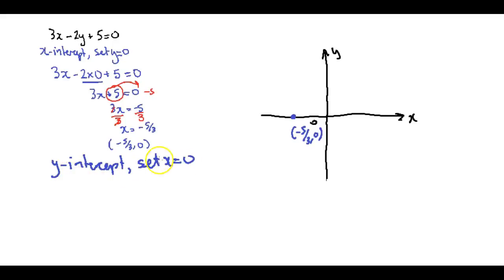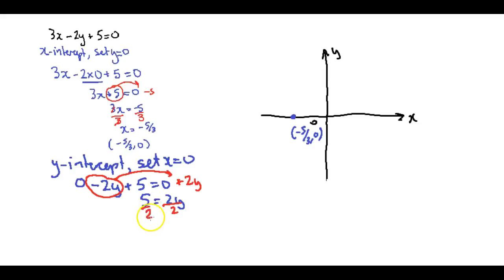To find the y-intercept, we now set x equal to 0. So effectively, when x is 0, that first 3x, 3 times 0 disappears, leaving -2y plus 5 equals 0. Change the side, change the sign. So we'll lift this up, put it over there. Gives me 5 equals 2y. And finally, we're going to divide every term by 2 to get y by itself. And that gives us y equals 5/2, or 2.5.